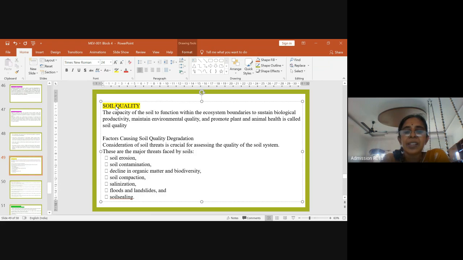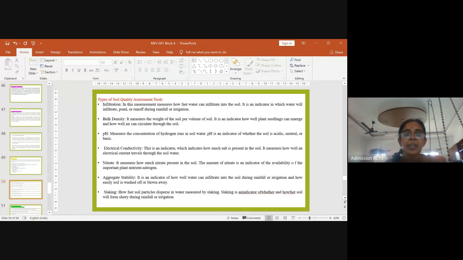The major threats faced by the soil are soil erosion. Soil erosion means the removal of the top layer of the soil, which is very important for the fertility of the soil. Soil contamination, so it is contaminated with a number of pollutants. Decline in organic matter and biodiversity. Soil compaction, salinization, floods and landslides, and finally soil sealing. These are some of the threats faced by the soil.